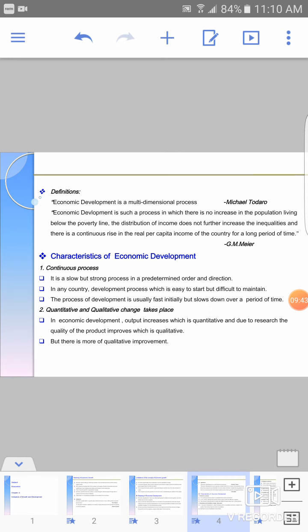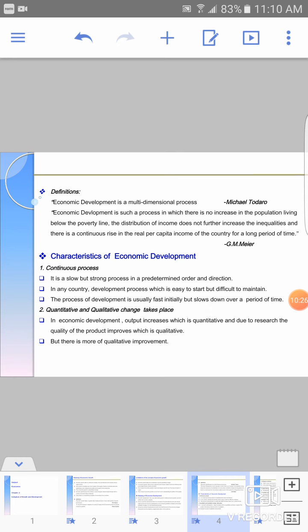First is a continuous process. It is a slow but strong process in a predetermined order and direction. In any country, the development process is easy to start but difficult to maintain. The process of development is usually fast initially but slows down over a period of time. In progressing nations, as India is developing right now, initially we are developing ourselves like anything, but gradually it will slow down, just as in developed nations like the US or UK.